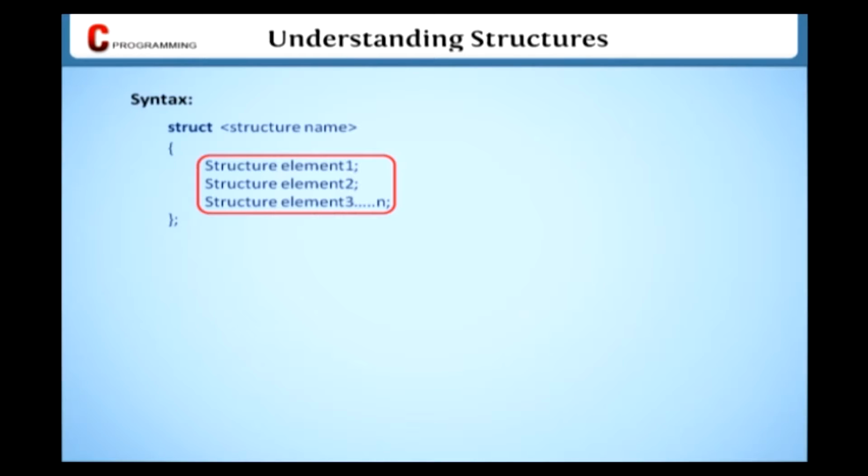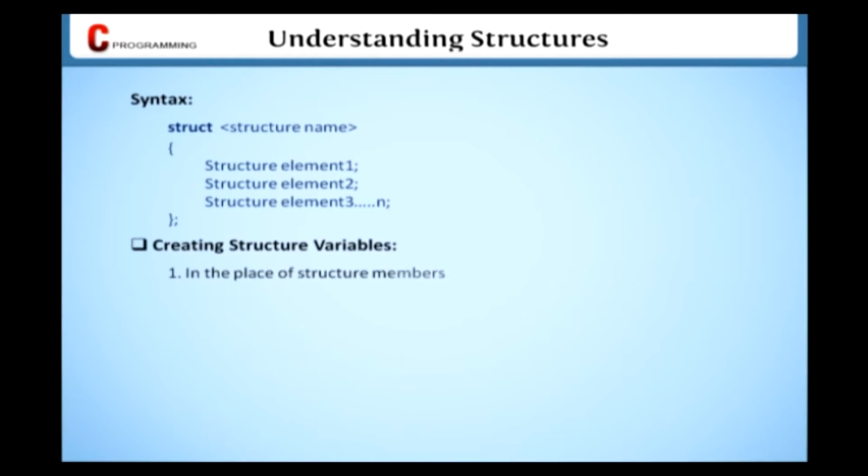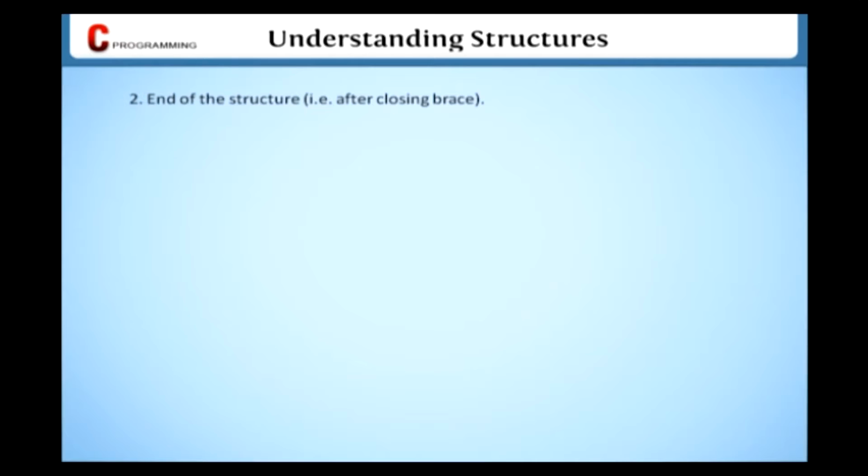Once a structure is defined, we can create an alias name or structure variable to access the members of the structure. We can define the variables of the structure in two different ways. In the place of structure, members are being used. For example, struct book B1, B2. At the end of the structure, after closing curly brace, see this for an example. Here, B1, B2 are the structure variables, which are also called alias names.